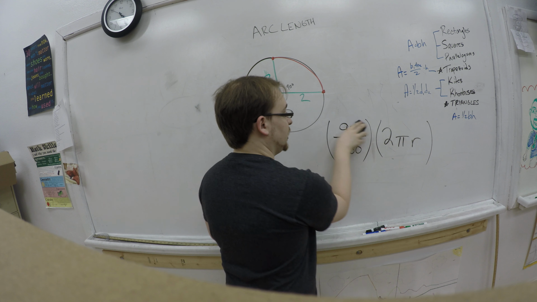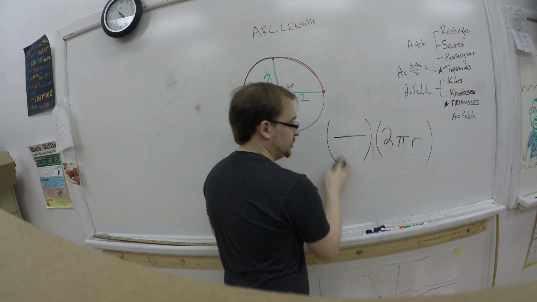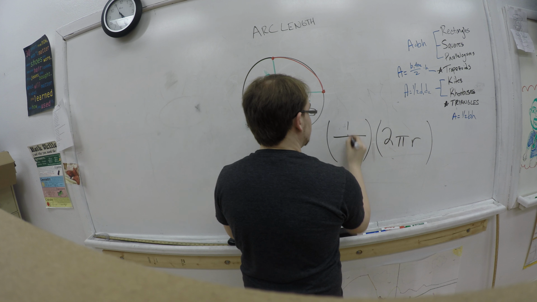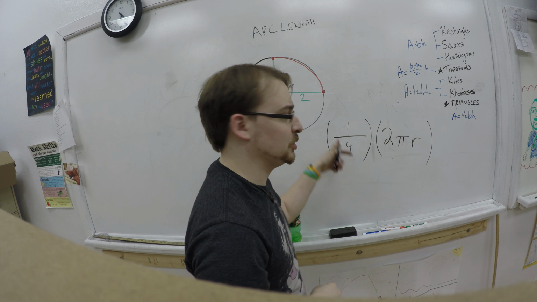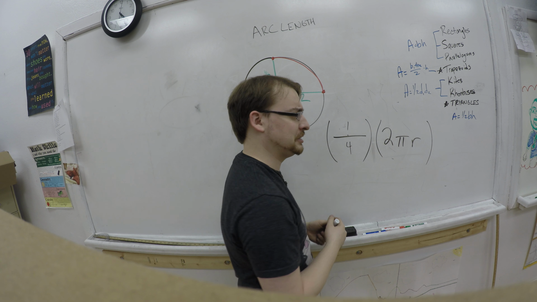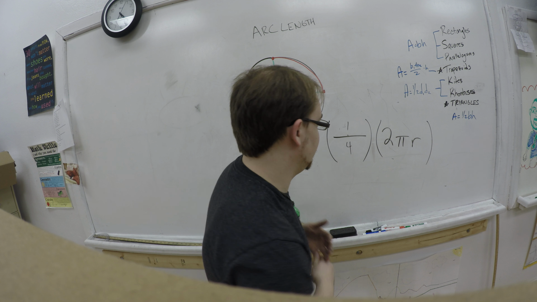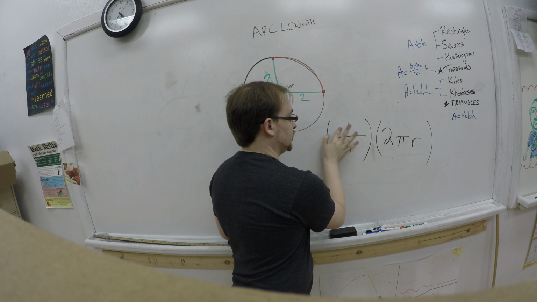Or simplify. I'm doing it in my head, so I'm going to change 90 over 360 to a simpler fraction, which is really just 1 over 4. Same thing, as long as you reduce it correctly. If you write 1 over 6, then you're going to get the wrong answer. But if you can reduce fractions correctly, you'll be fine.